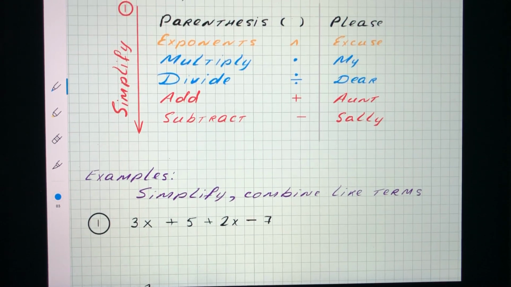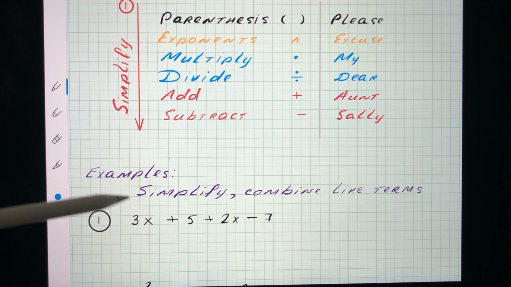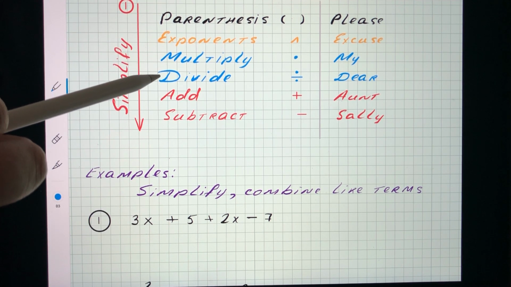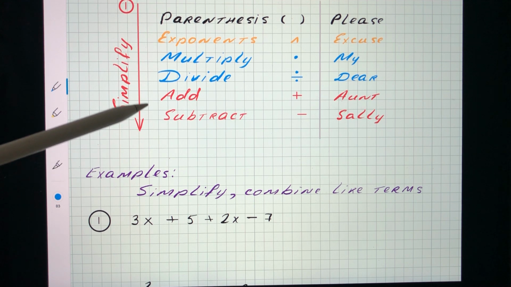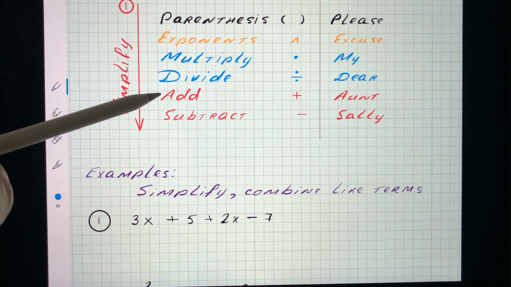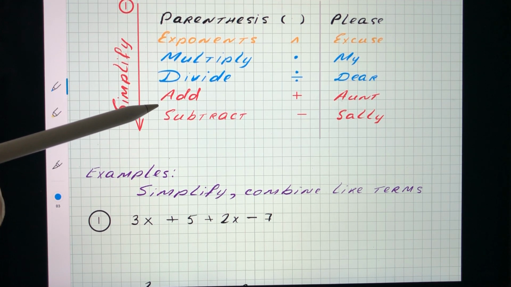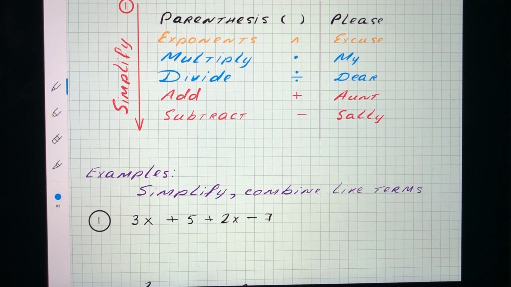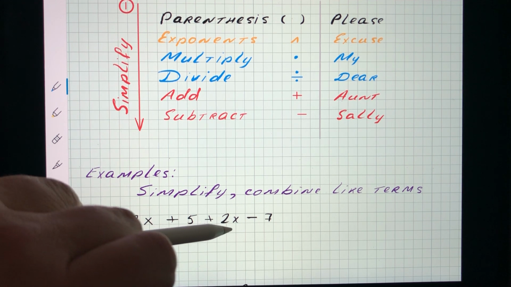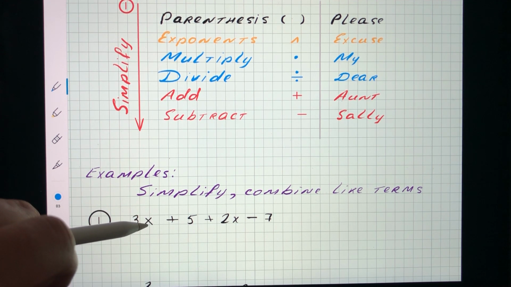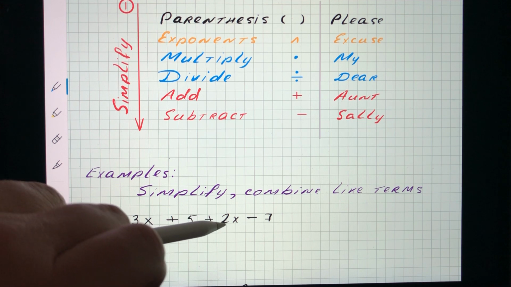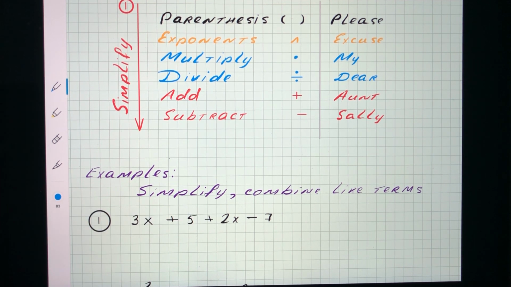Now there are no parentheses, there are no exponents, there is no multiplication, no division. So the first example only deals with addition and subtraction. So we're looking for anything that is like that we can add or subtract. And we notice that there are 2 terms that have x in them, so these would be like terms. 3x plus 2x will make 5x. So 3 plus 2 makes 5, and we are counting x's, so we have 5x.